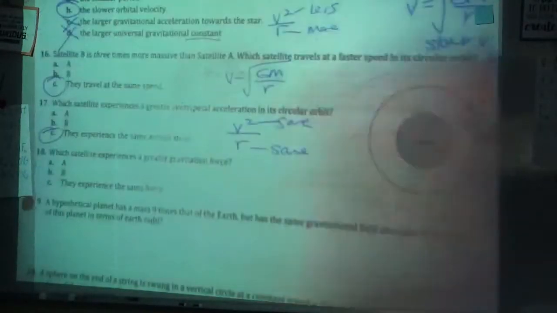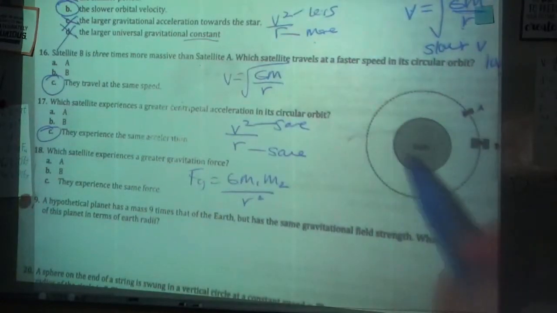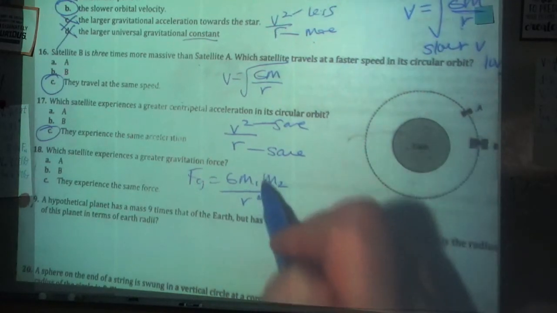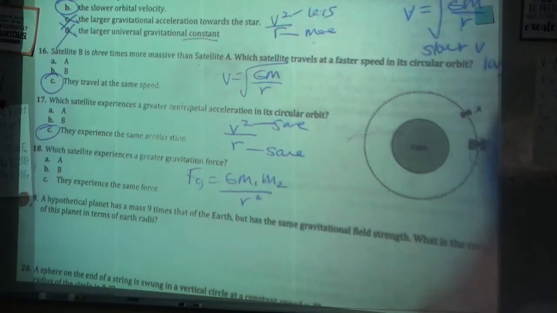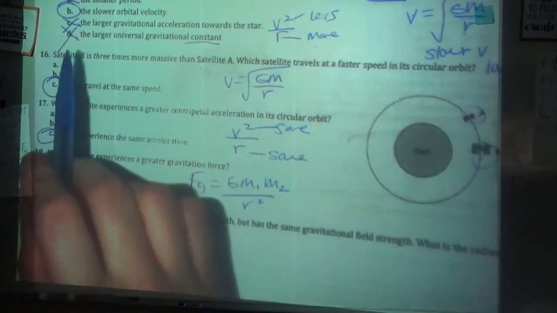so this acceleration has to be the same. Gravitational force is big G m1 m2 over r squared. This is not the same because the gravitational force depends on the mass of the Earth, which is the same, how far away they are, which is the same, and the mass of the second object, which is not the same. So the greater gravitational force would come from the greater mass, which is satellite B.